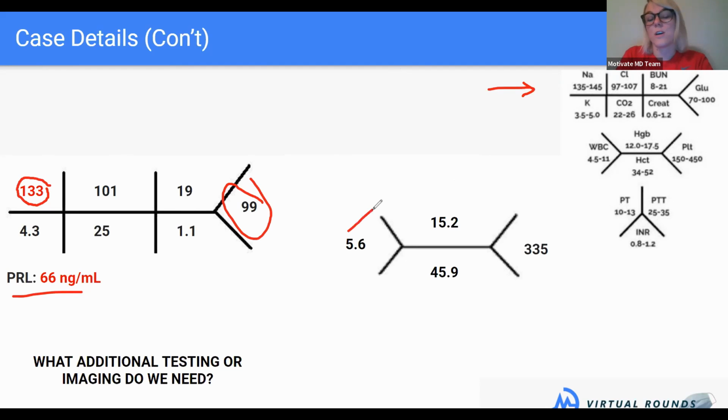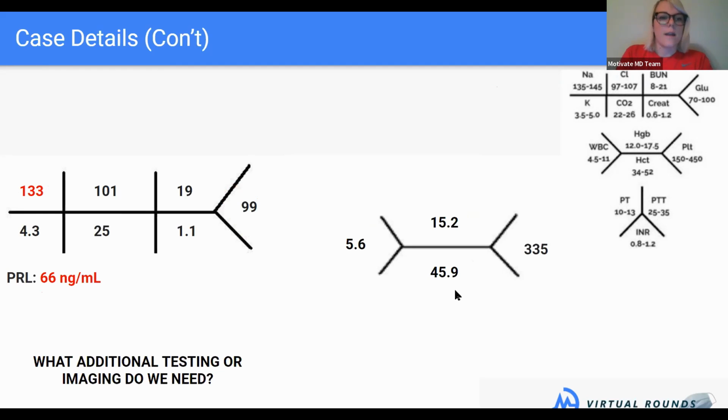CBC is normal, even though the patient is febrile. That could be from all that muscular activity, that contraction in the muscles, causing that to be elevated. H&H is normal, so that's a hemoglobin, here's the hematocrit, and then platelet count is normal. So what we're really seeing here is a high prolactin and a slightly low sodium, but not enough here to cause problems, I think.